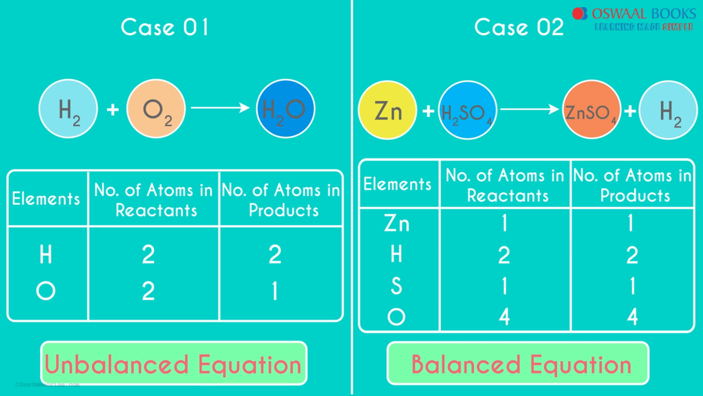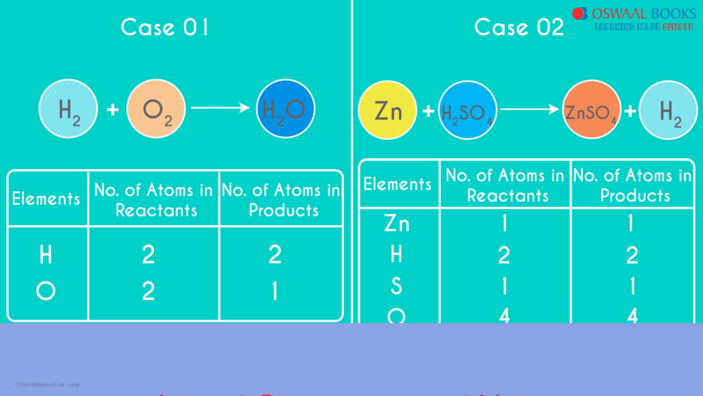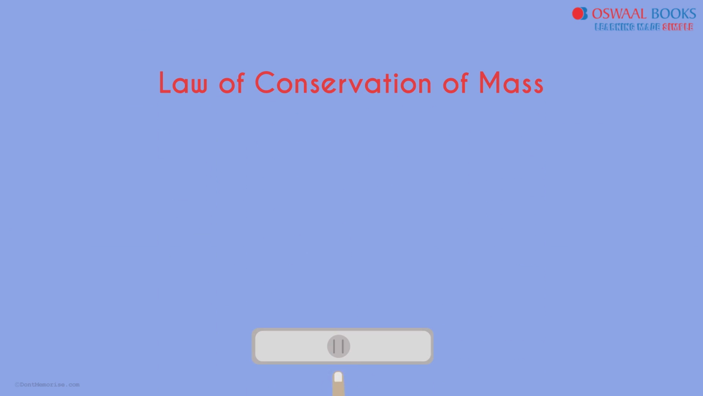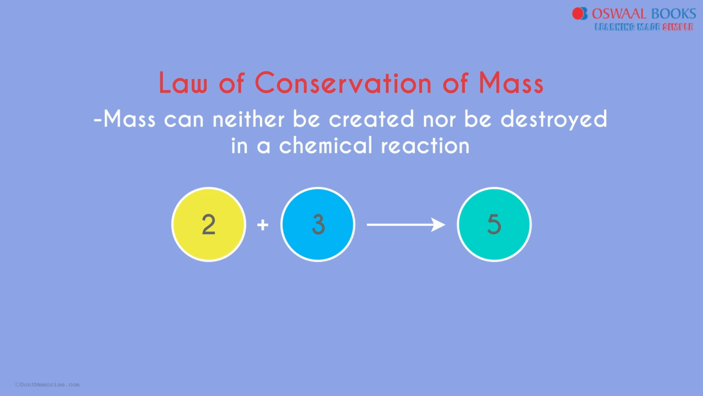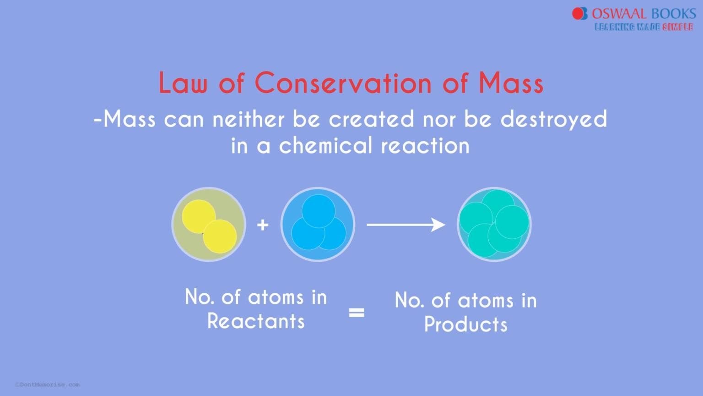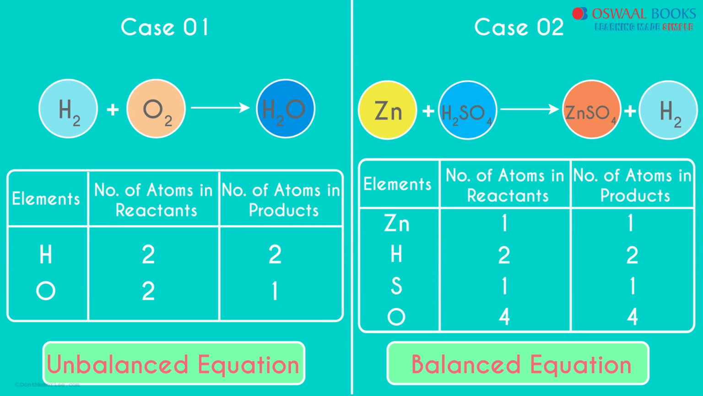But why is the unbalanced equation called so? Do you remember the law of conservation of mass? According to the law of conservation of mass, mass can neither be created nor destroyed in a chemical reaction. So the total mass of elements present in the reactants must be equal to the total mass of elements in the products. In layman terms, the number of atoms of each element must be the same before and after the chemical reaction. Hence we say that the first chemical equation is unbalanced.